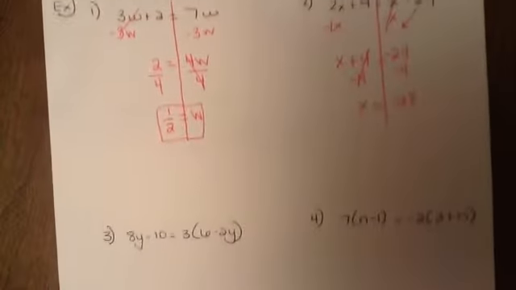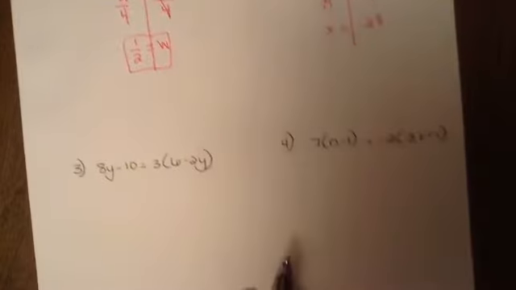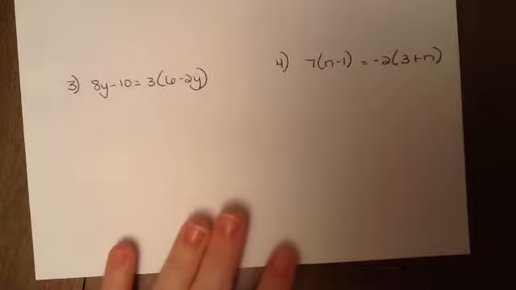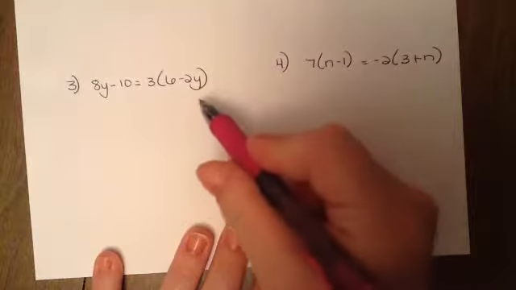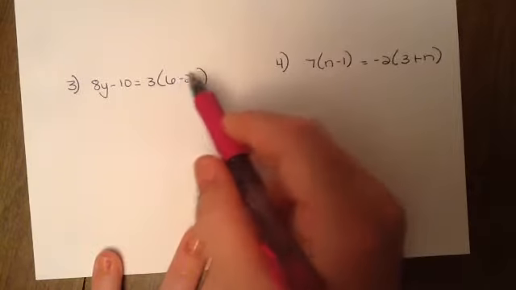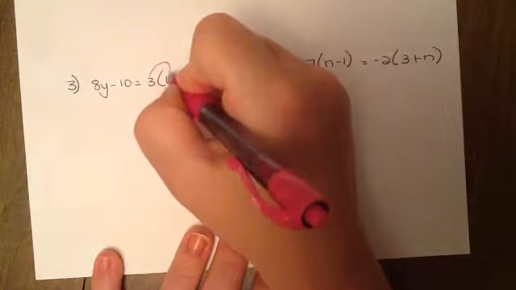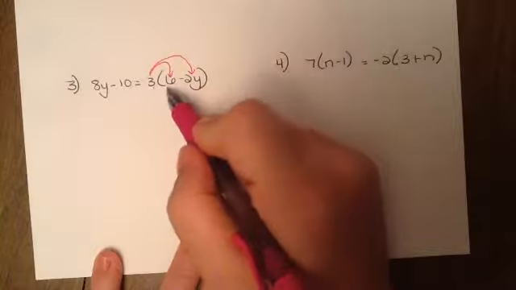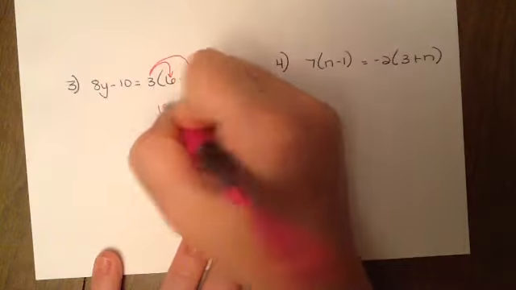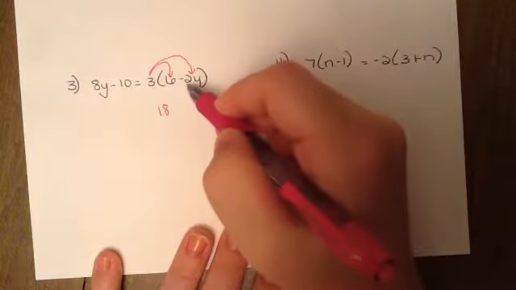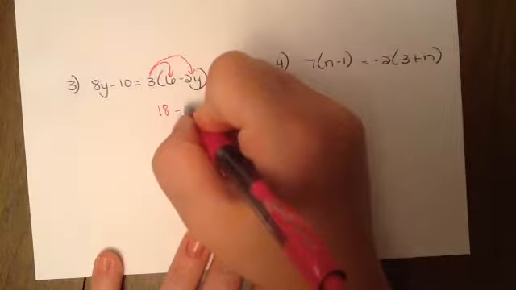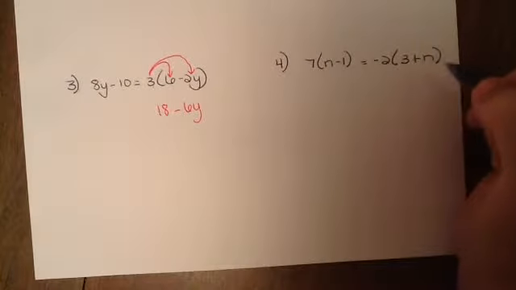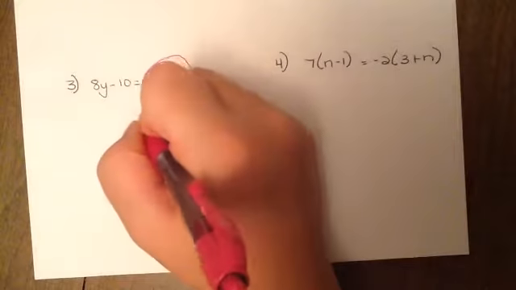Nice job. These next ones have some parentheses that we are going to have to get rid of first before we can move things. So when I look at this, this is the side I must simplify. I must get rid of these parentheses, so what I have to do is distribute. And remember, when you distribute, distribute it to both pieces. 3 times 6, 18. 3 times negative 2, negative 6y. So the first thing you must do is get rid of those parentheses using the distributive property.